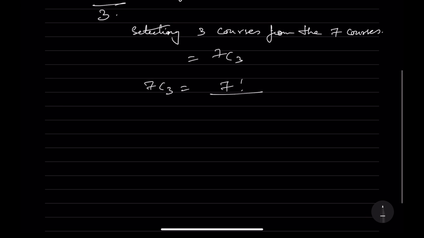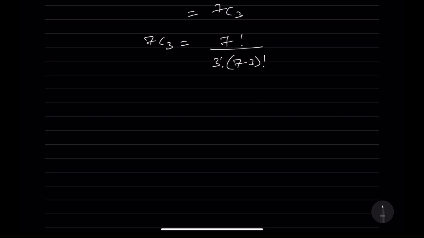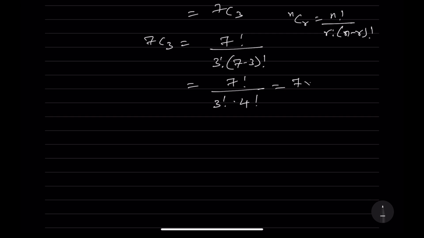7C3 is equal to 7 factorial by 3 factorial into 7 minus 3 factorial, because you know nCr is equal to n factorial by r factorial into n minus r factorial. Using that formula we are doing this. So 7 factorial by 3 factorial into 4 factorial, which is equal to 7 into 6 into 5 into 4 factorial divided by 1 into 2 into 3 into 4 factorial. 4 factorial will get cancelled here. 3 2s are 6, 2 will get cancelled. So here it is 35 ways we can select.